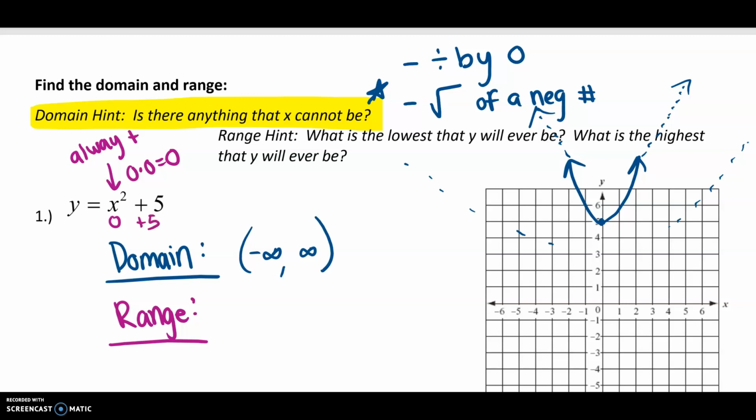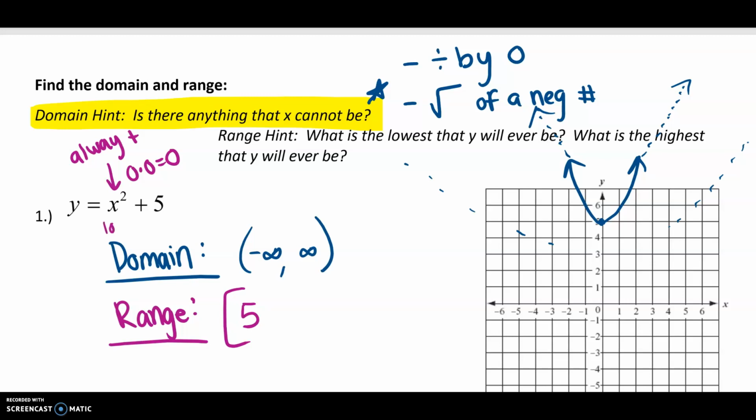But then you're going to add 5 to it. So the lowest thing that can come out of this function would be 5. That's your lower bound, and it's included because you can get that as an output. My range hint was to think about what's the lowest that y will ever be, which is what I just did. Then you're going to think about what the highest thing that y can be is.